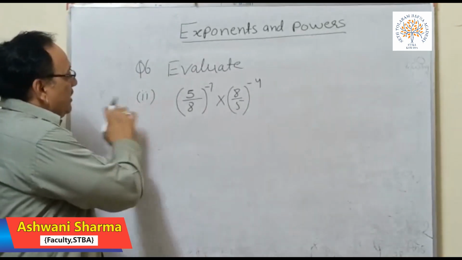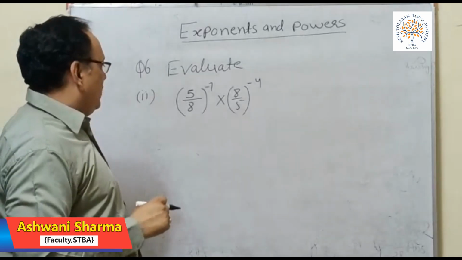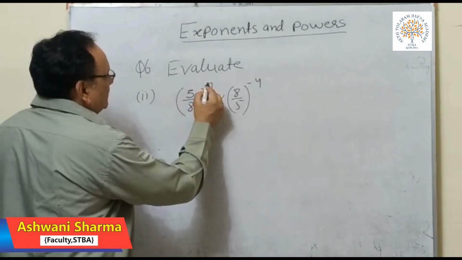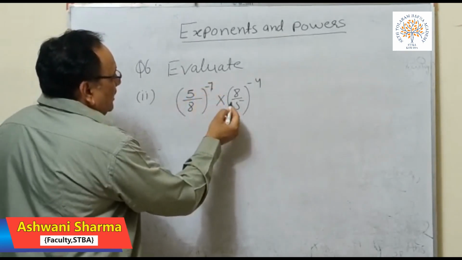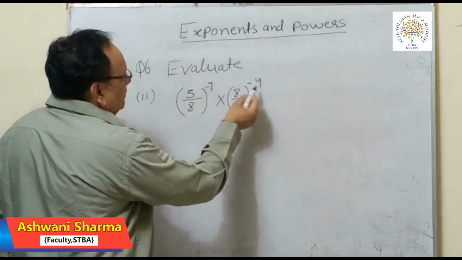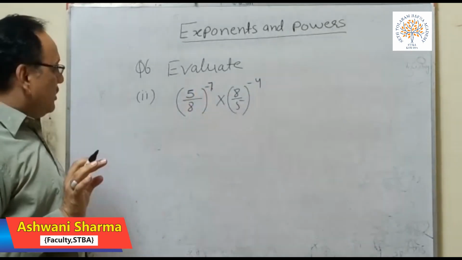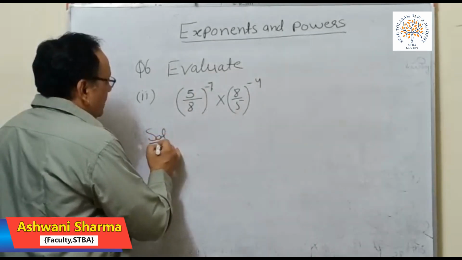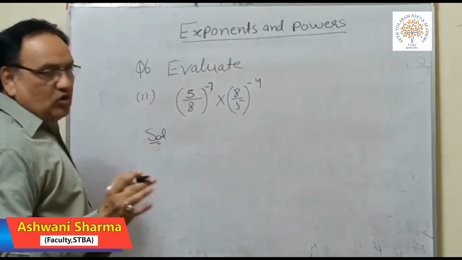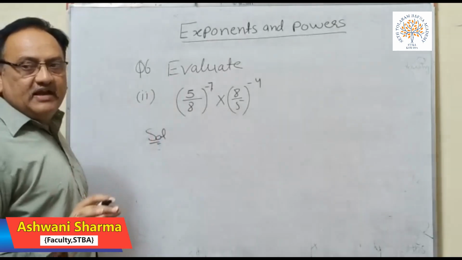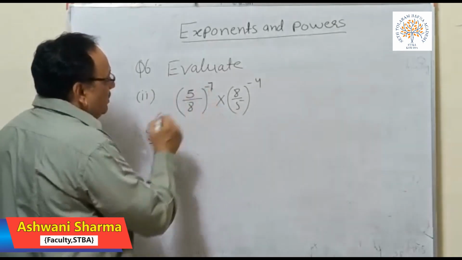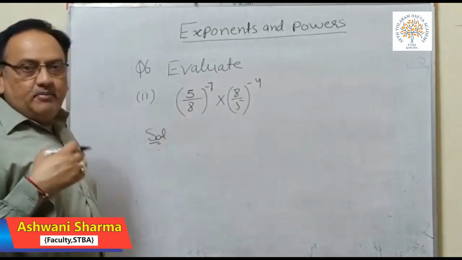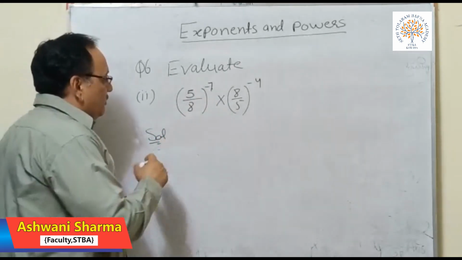Now the second part of question number 6. Evaluate. This is the question: 5 upon 8 whole raised to the power minus 7 into 8 upon 5 whole raised to the power minus 4. Now, as you know, we change numerator into denominator and denominator into numerator. Then the sign of the power will be changed. We have done many questions of this type.